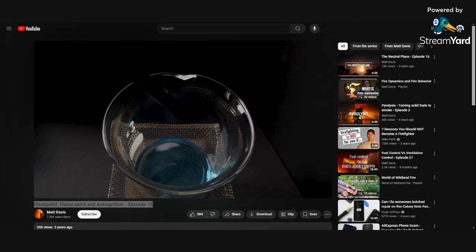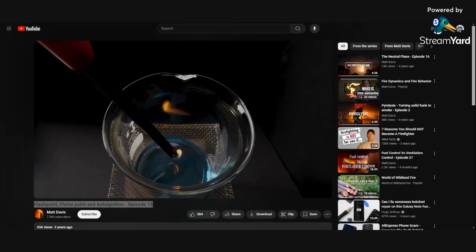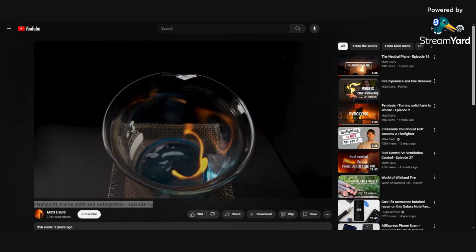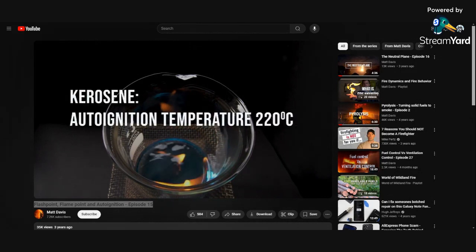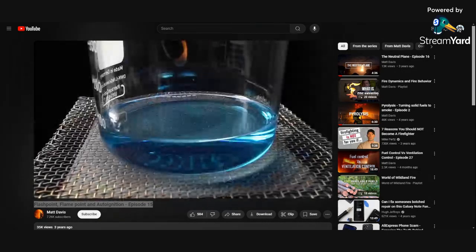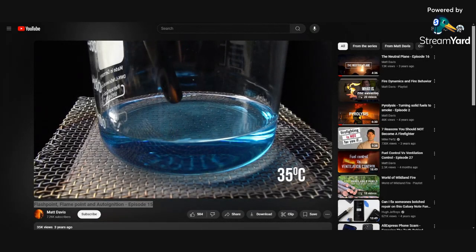Now, this is particularly useful for our experiment because it means we can easily reach temperatures that are below our flash point so that we can demonstrate where the flash point actually lies. And it also has an autoignition temperature of 220 degrees centigrade. So this is also reasonably easy to demonstrate. Now, firstly, we're going to be starting with some kerosene at about 35 degrees centigrade.